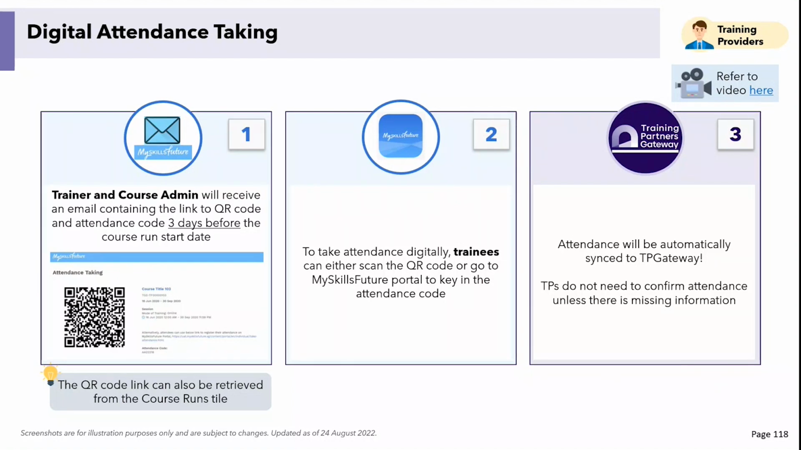So for example, if some trainees are unable to scan the QR code, TPs will need to manually upload attendance using the Excel template provided on TP Gateway. The manual attendance method will be explained later in the training. So this is a high-level overview of the end-to-end process. So let's just take a deeper dive into what each step looks like.